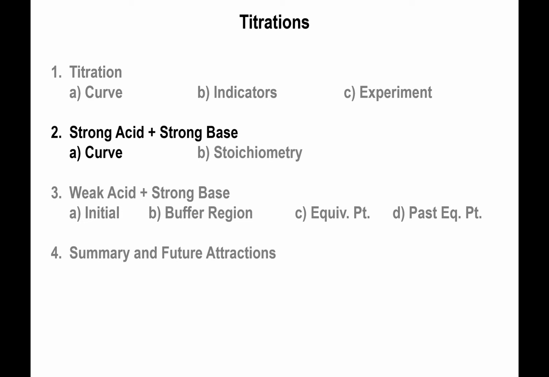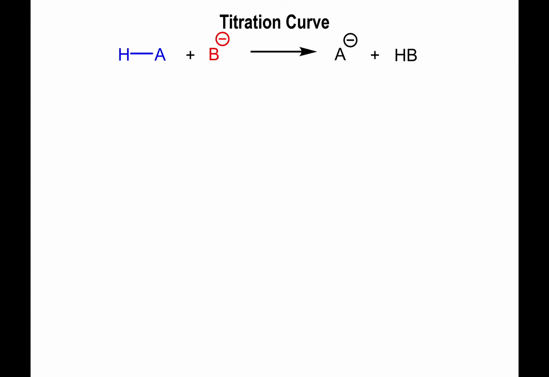Alright, let's perform a titration calculation. We're going to start with the strong acid, strong base counterparts. The reaction is still the same as you might expect for a weak acid. Simply stated, you have an acid reacting with a base, forming conjugate base and conjugate acid.